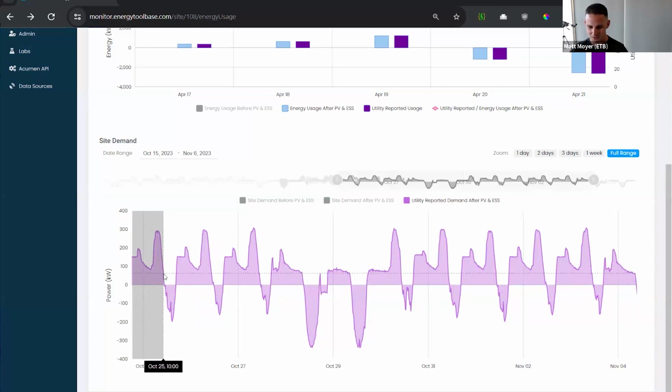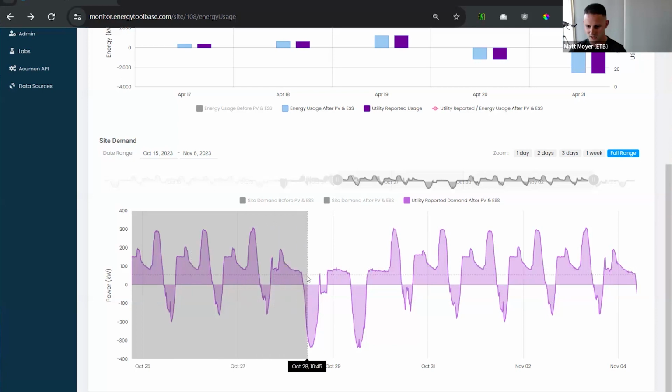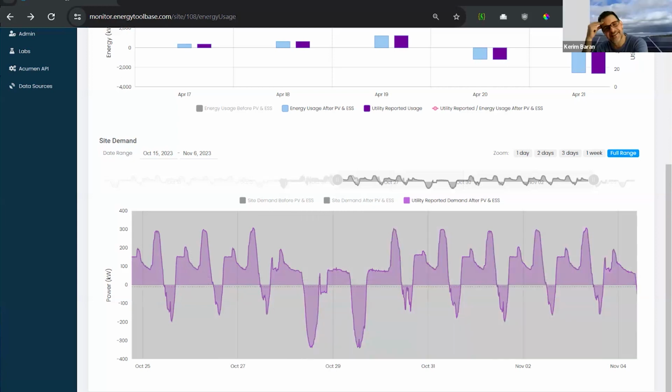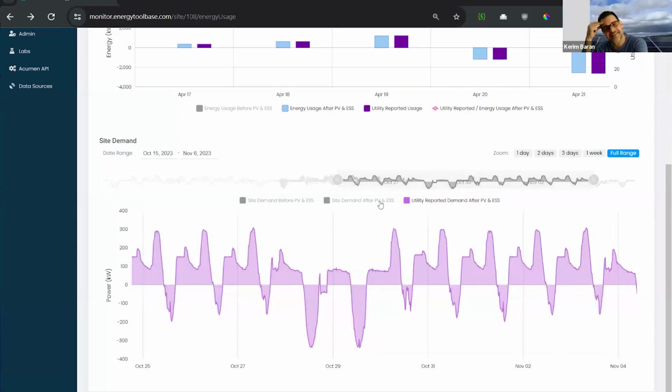So the utility meter on this day is reporting the same as this day here. This day is the same as the next day. This day is the same as the next day. Basically, this whole week here is the same as the final 4 days. And what was actually going on was that the site utility meter was having issues.